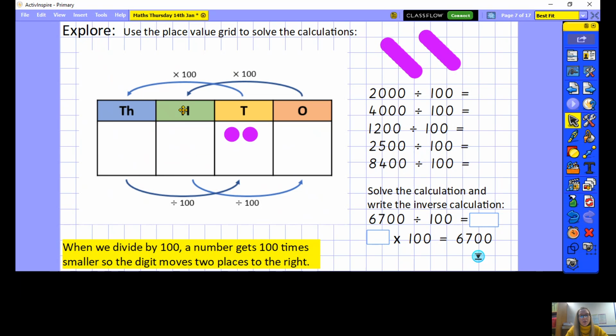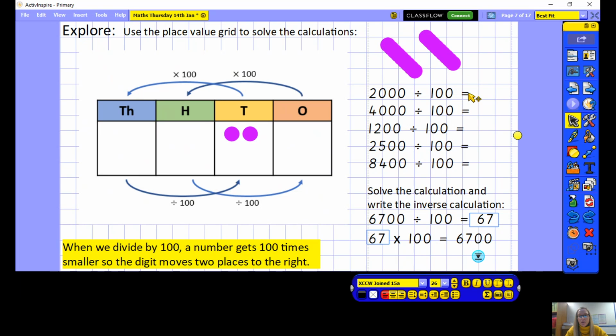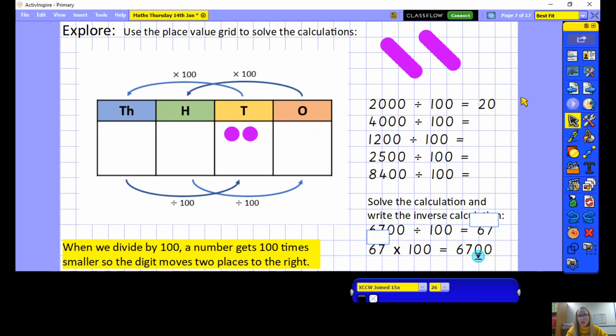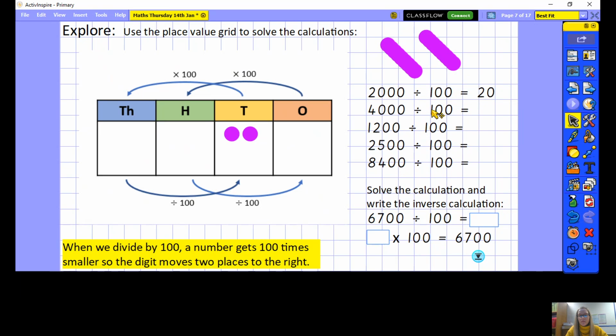1, 2. So now I have, I'll write it in my answer, 2 tens and no ones. Remember, we have to use a 0 as a placeholder in that ones column. So 2000 divided by 100 equals 20. Okay, let's try the next question.